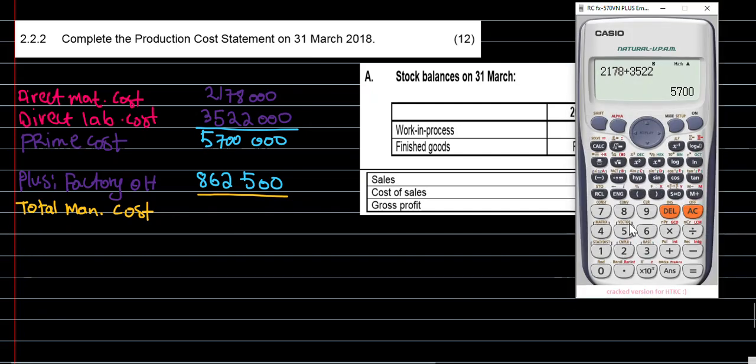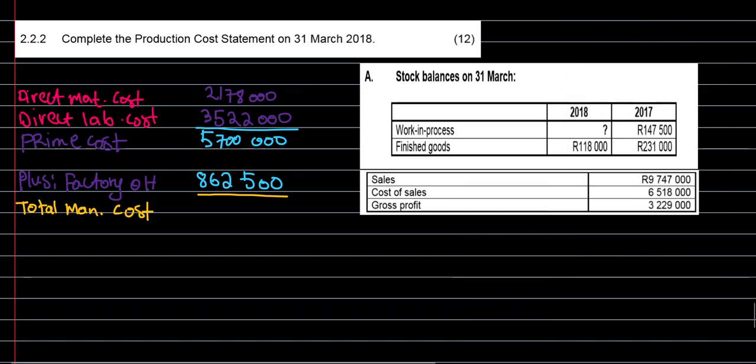Let's add there. So it's going to be 862,500 plus 5,700,000. This will give us 6,562,500.